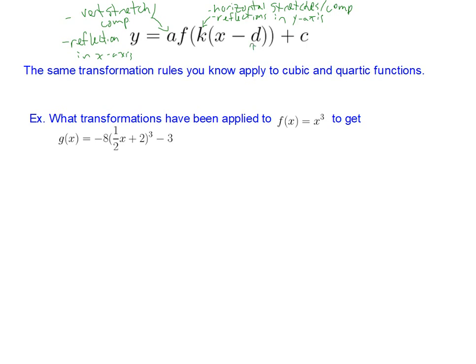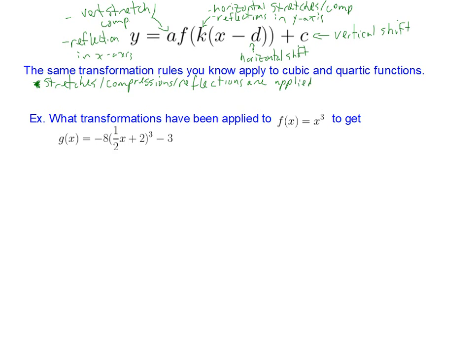The d value is a shift horizontally, shift left or right. And the c value is a vertical shift, so up or down. And just a reminder that we need to apply the stretches, compressions, and reflections first. And then we can apply the translations or the shifts.